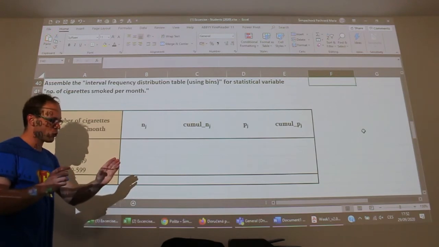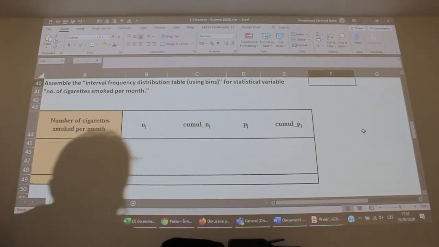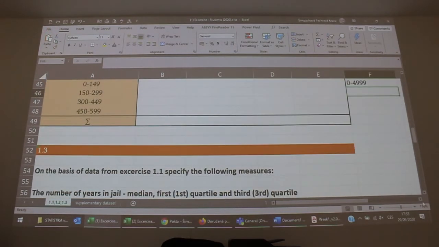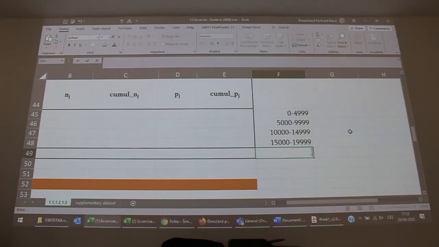The person performing this survey asked you if you are able to put your gross monthly wage into some intervals. For example, an interval from 0 to 4,999 Czech crowns. Another interval from 5,000 to 9,999 Czech crowns, another from 10,000 to 14,999, from 15,000 to 19,999 Czech crowns, etc.